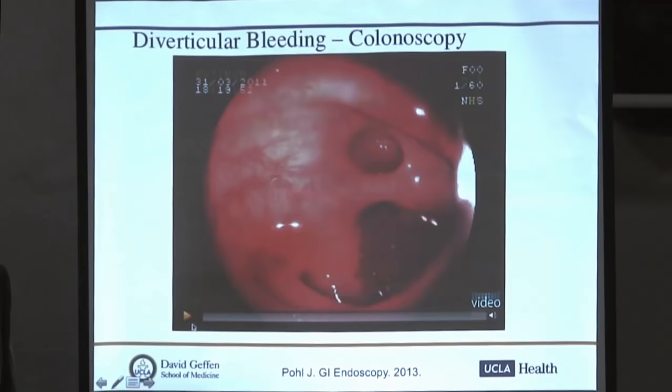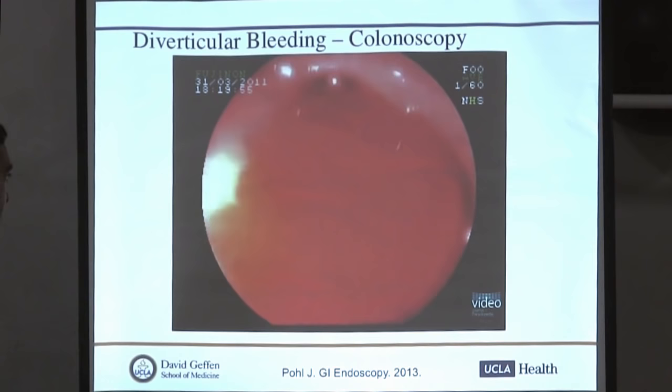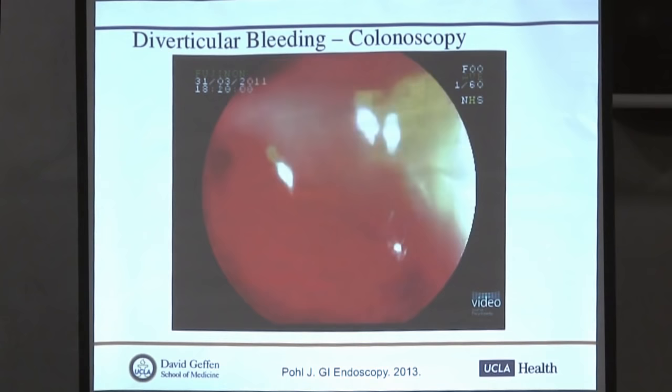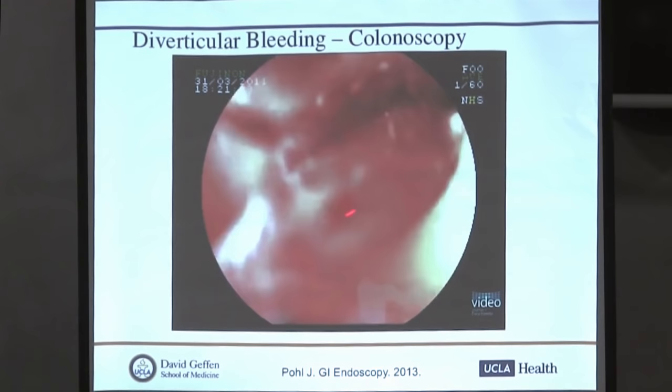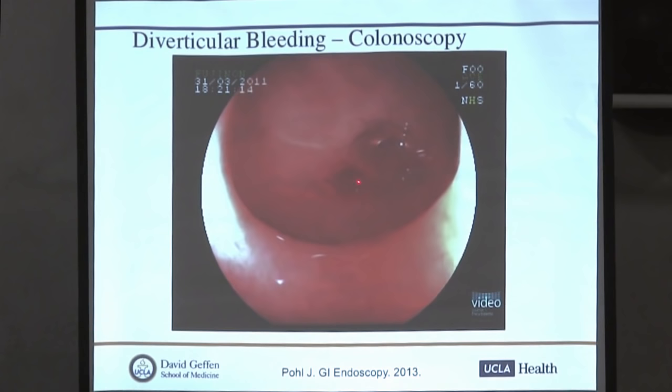So this is a video. See if it plays. So basically, this is a colonoscopy in a patient who had a diverticular bleed. And as you can see, there are little pockets. And this is actually within a sac. And this is a clot overlying a blood vessel. And during the procedure, we wash away the clot. And then this can be treated. In this particular case, this has already stopped bleeding.